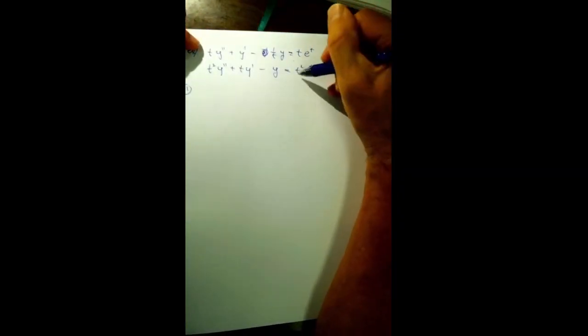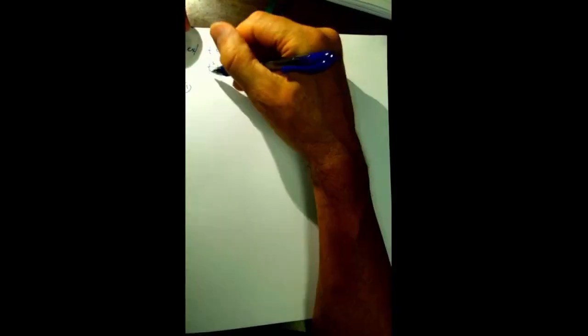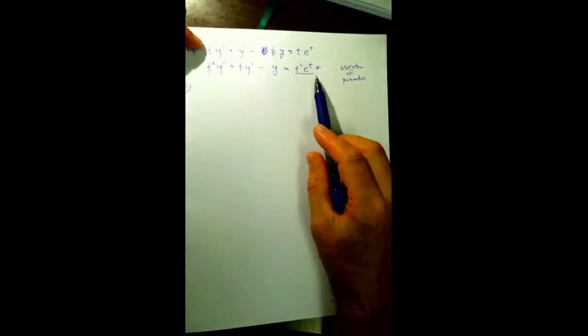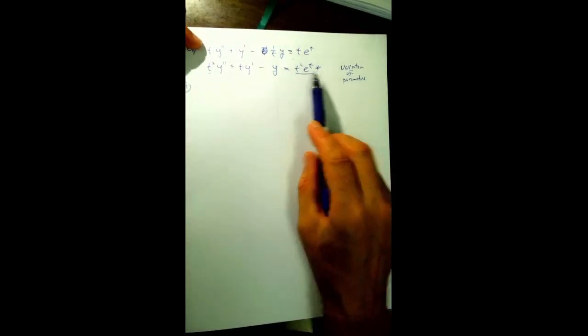I have no idea what to guess for this, especially with these t's. So I'm going to use variation of parameters. Notice on a quiz or test, it will not be clear at all what you should use, just because you won't have the context of what we're doing at the time. So it's important to stop and make that decision.